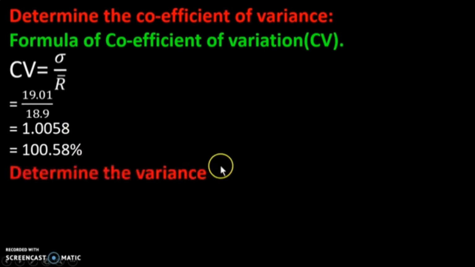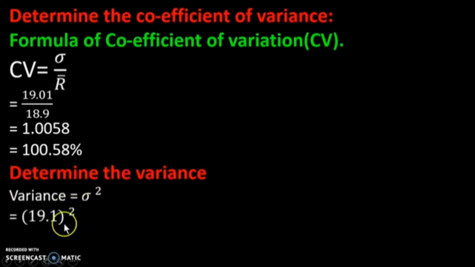And variance we also calculate. Variance equals sigma square. Here sigma equals 19.01, square equals 361.38%.